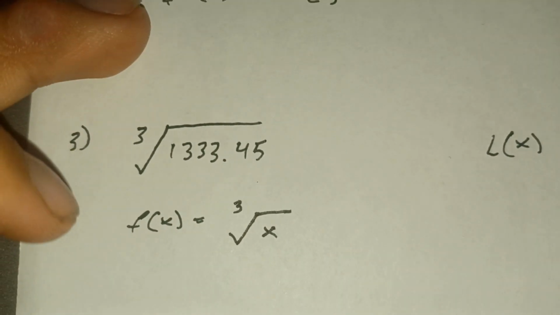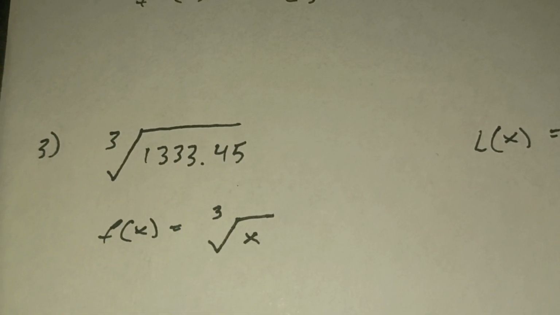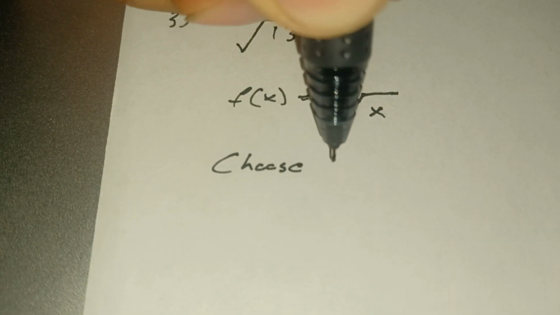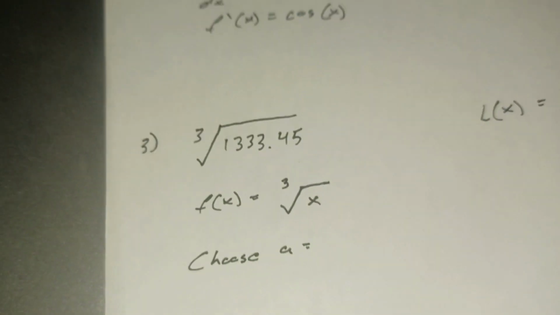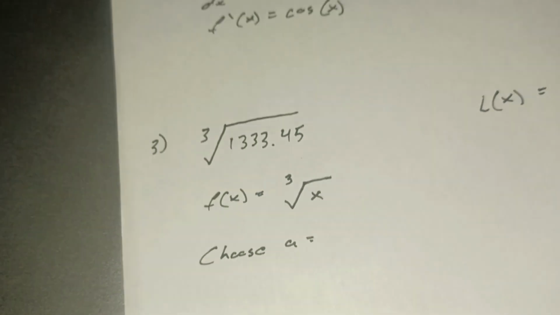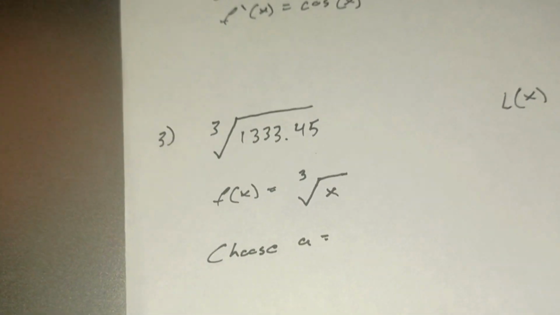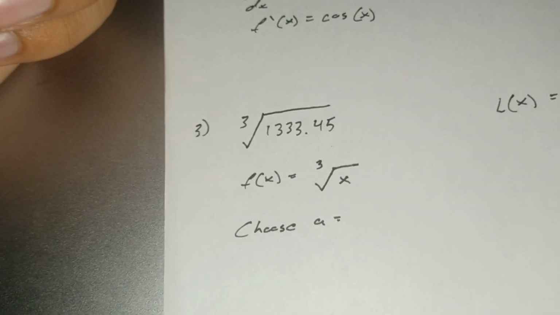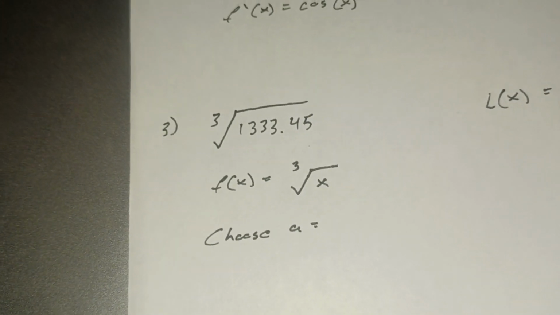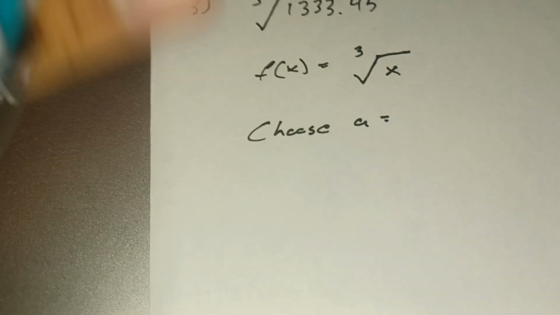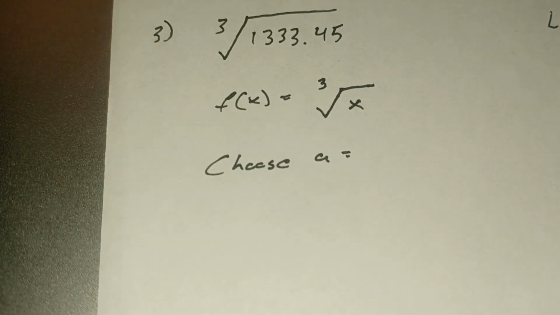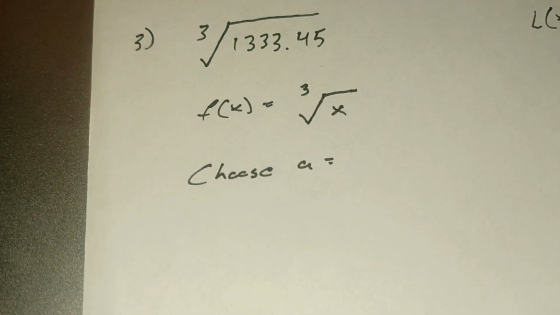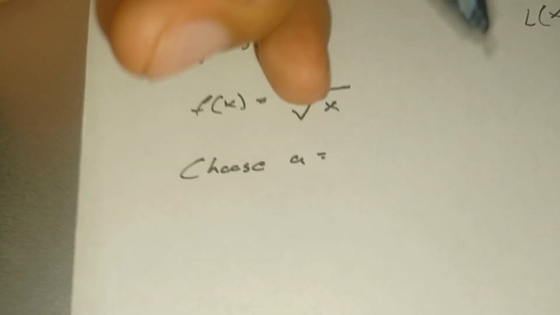So let's choose an a value. What can our a be? What do we already know that, multiplied by itself, is going to give us a value very close to our x? That will be 11, right? Because 11 times 11 times 11 is 1331. So our a is going to be 11, basically 11 times 11 times 11, 11 raised to that power.